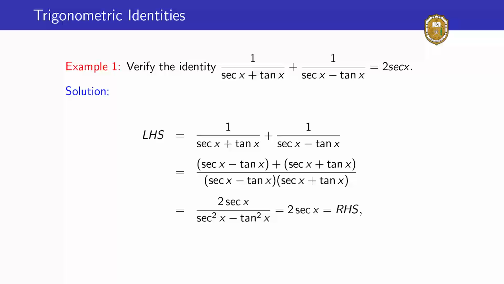the right hand side. We have used the fact here that tan square x plus 1 is equal to sec square x, one of the identities that we saw just a moment ago. From this identity, we see that if we take tan square x to the right hand side, then we have that 1 is equal to sec square x minus tan square x, and that is just this denominator over here. So this denominator over here is simply equal to 1, and so this is equal to 2 sec x, which is the right hand side.